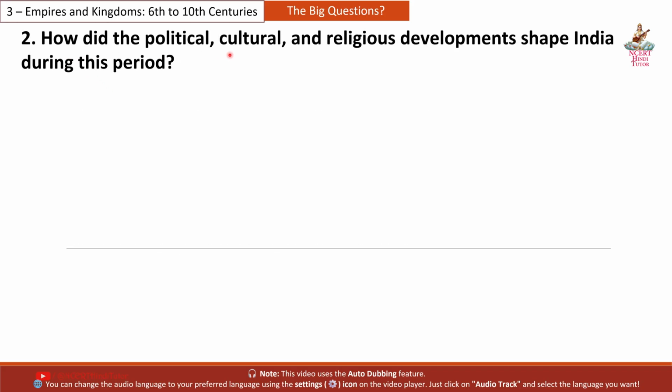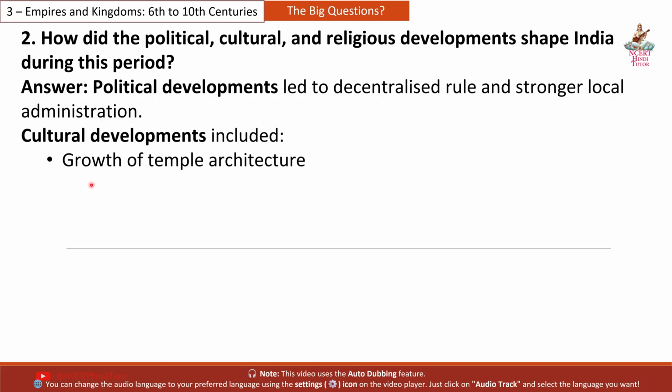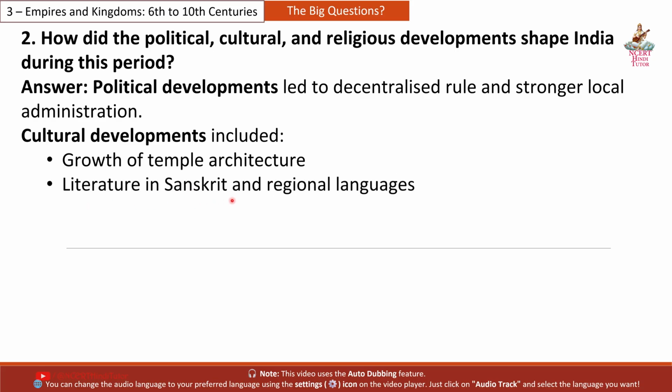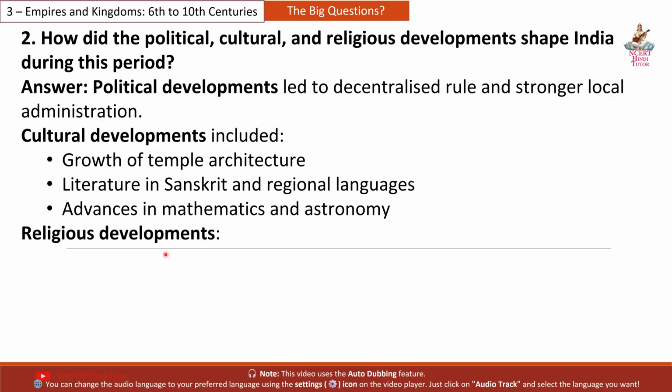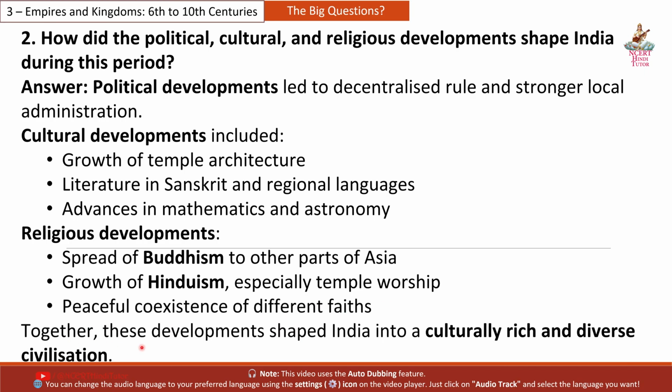Question 2. How did the political, cultural and religious developments shape India during this period? Answer. Political developments led to decentralized rule and stronger local administration. Cultural developments included growth of temple architecture, literature in Sanskrit and regional languages, advances in mathematics and astronomy. Religious developments: spread of Buddhism to other parts of Asia, growth of Hinduism, especially temple worship, peaceful coexistence of different faiths. Together, these developments shaped India into a culturally rich and diverse civilization.